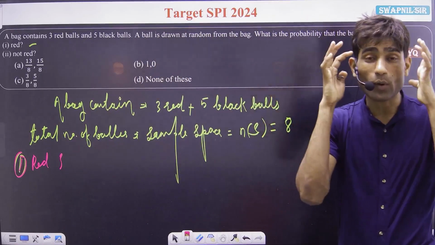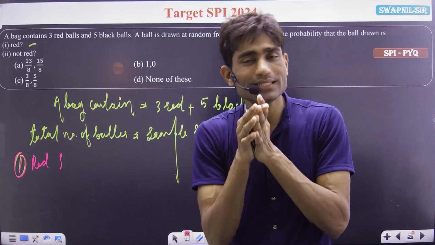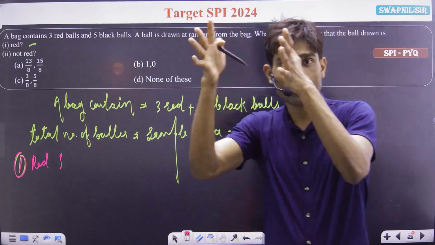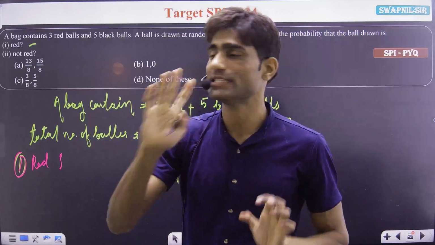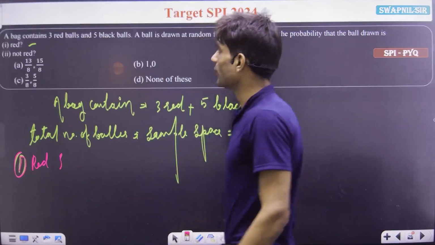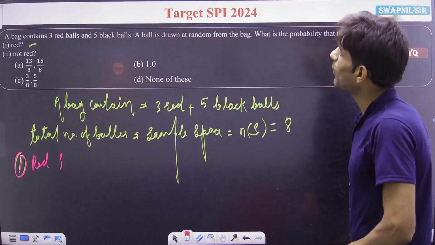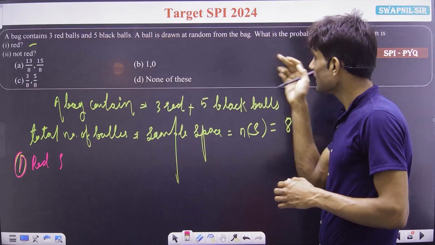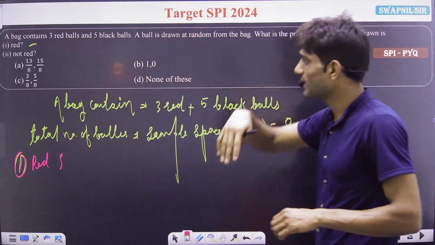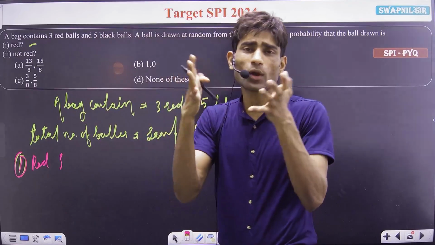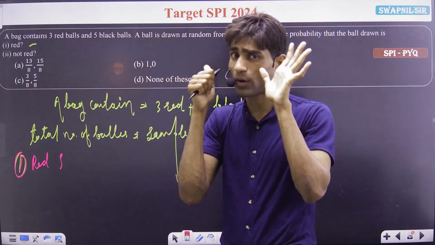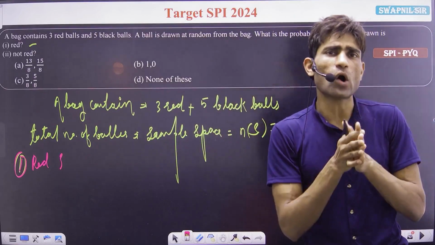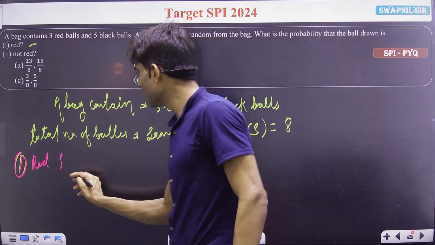Now see, the probability of getting a red ball means the number of favorable events divided by the number of elements in the sample space, which is the total number of balls in our bag. We have 3 red balls and 5 black balls, and a ball is drawn from the bag. What is the probability that the ball is red? The total number of elements in the sample space is 8, and we have a favorable event, that the ball is red.